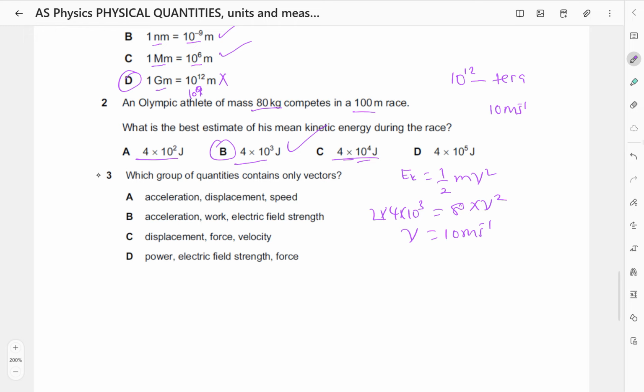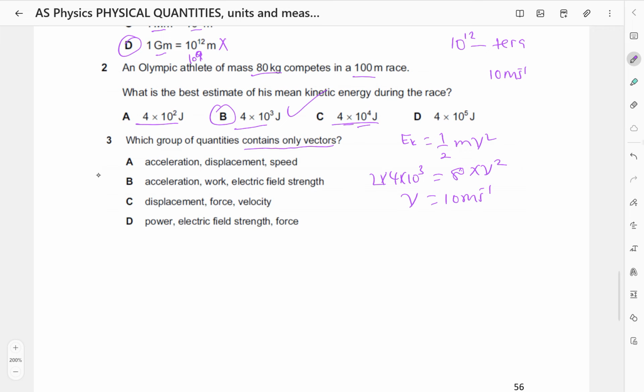Lastly, in part 5, which group of quantities contains only vectors? Speed is a scalar, so this is out. Work is a scalar, this is out. Velocity is a vector, force is a vector, displacement is a vector, so our answer is going to be C.